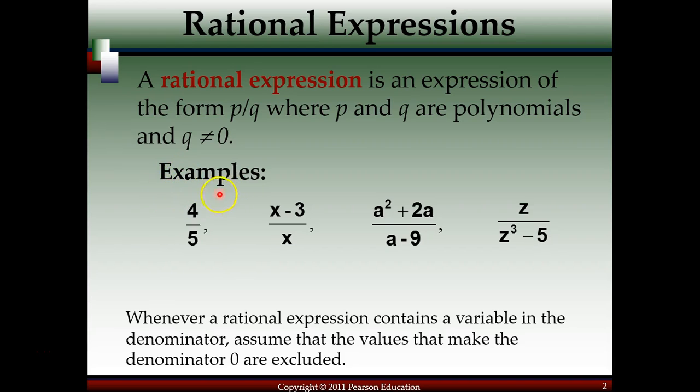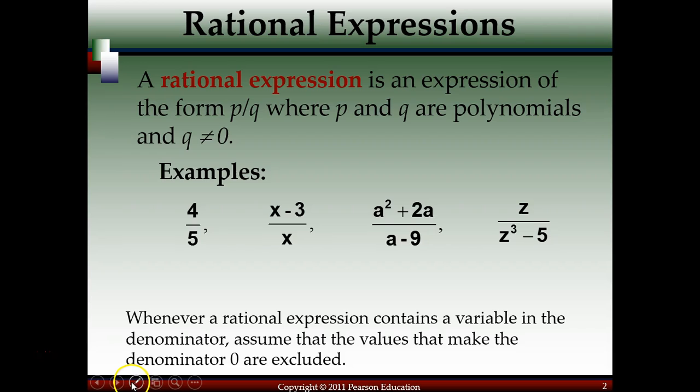So here are some examples. This expression right here is a fraction. It's also considered a rational expression, just with no variables or anything in it. The denominator is not 0, it's 5. So 4 over 5, we're good. On this expression here, we have x minus 3 over x. Well, x right here cannot equal 0.